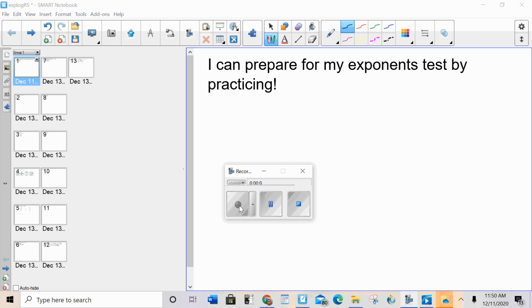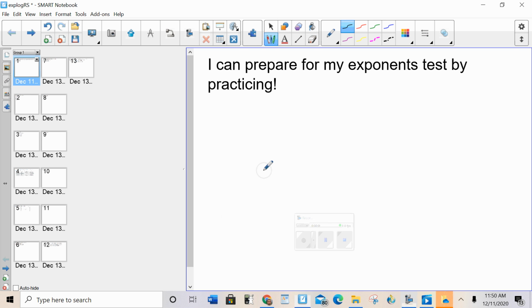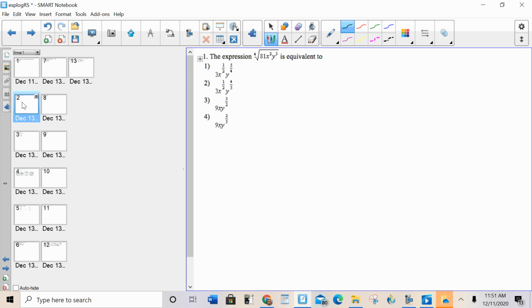Hello everybody. Today I can prepare for my exponents test by practicing. So we're going to talk about every type of question that you need to know, and that's what we're going to do. The more you practice, the better you're going to be. So let's get started. There are two ways to do this question.